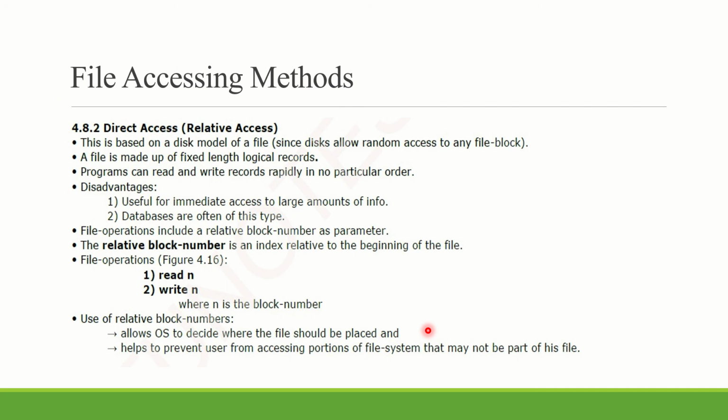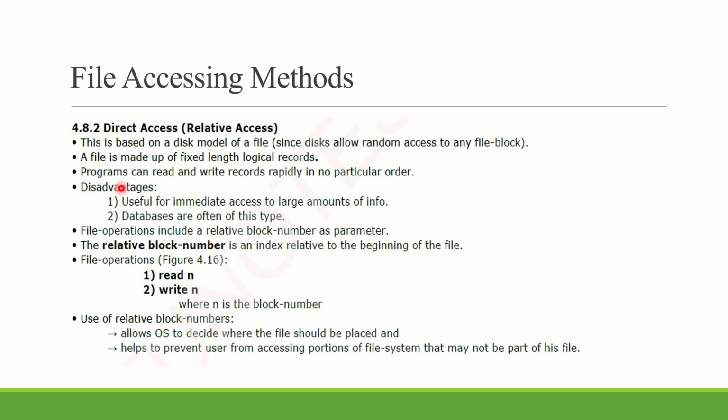Next, the second method is direct access or relative access method. In the first method, sequential access, the system can only read from a file sequentially. Suppose a file has 100 records, and the cursor is currently at the beginning position. To read the first record and then point the file pointer to the 50th record, it is easy to do with this access method, called the direct access method or relative access method.